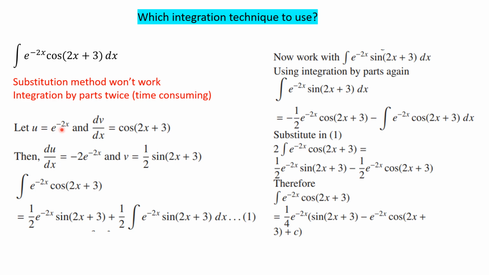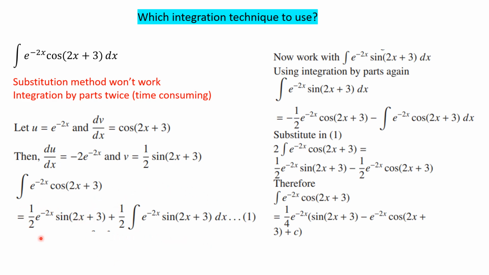So in this case, we will try integration by parts. So if we let u be e to the power negative 2x, and then you find your du/dx, and then you let the dv/dx be cos 2x plus 3, and then you find your v here. So now you apply the rule for integration by parts like this.